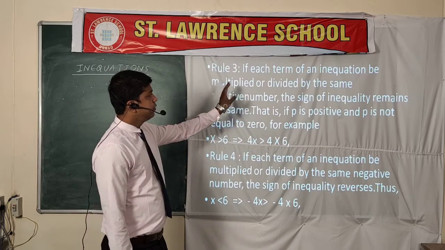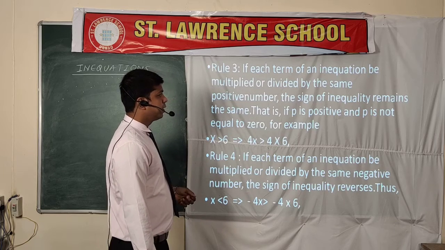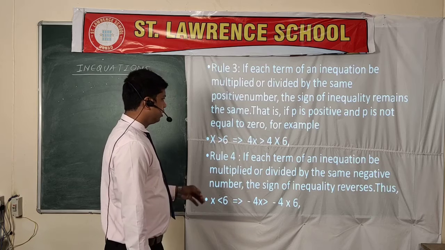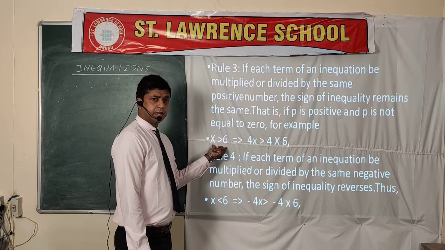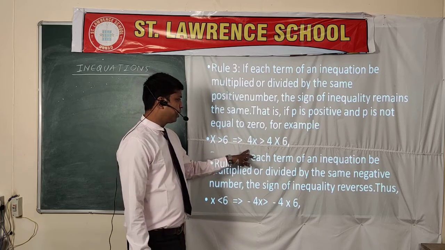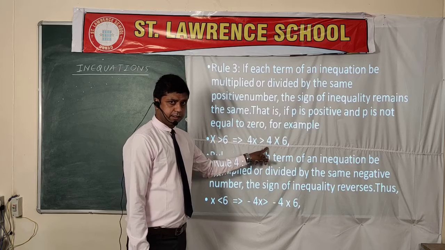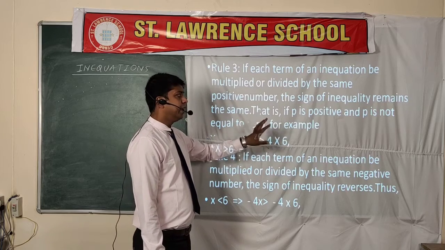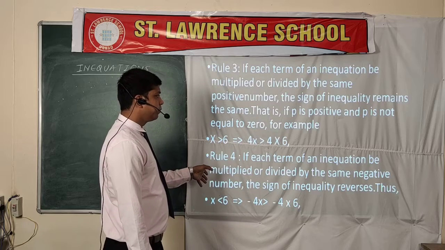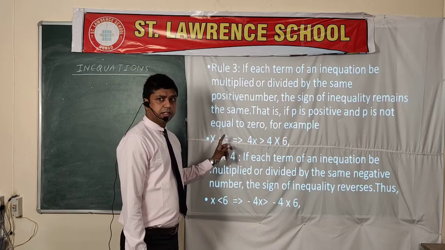Number 3, you can see if each term of an inequation is multiplied or divided by the same number, the sign of inequality does not change. You see here x is greater than 6 I have written, and if I multiply by 4 on both the sides, it becomes 4x and it becomes 4 into 6. So the inequality sign is as it is. When we multiply or divide by any number, the number should be what? Positive. If a positive number is being multiplied and divided on both the sides, the inequality does not change.